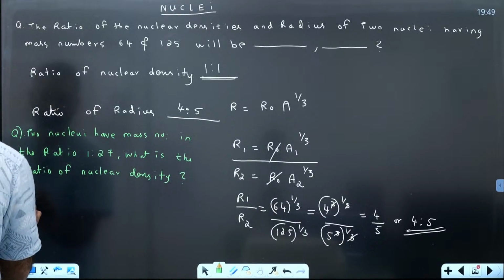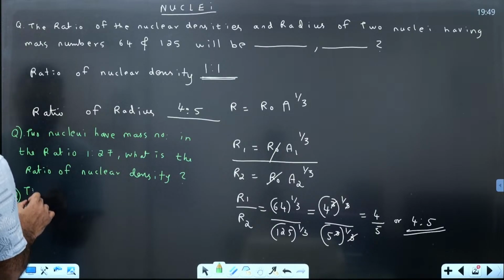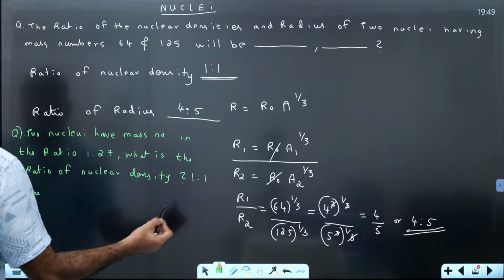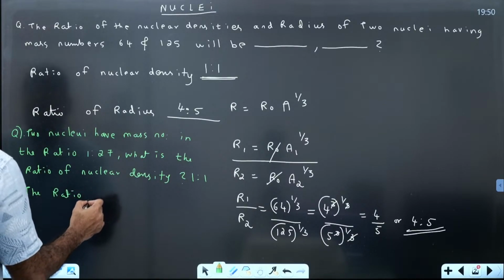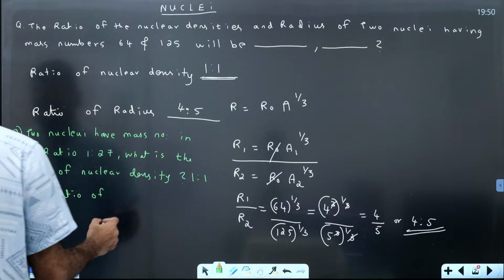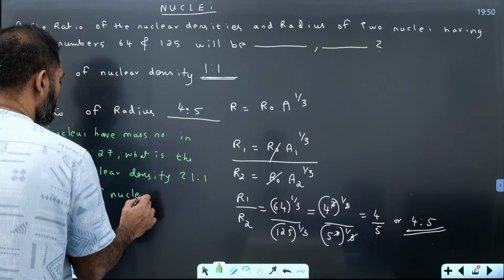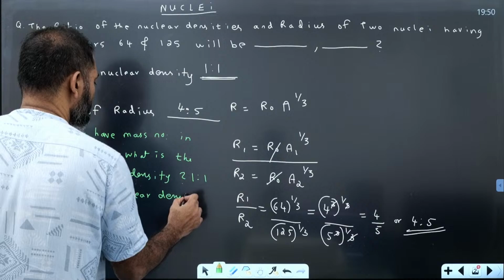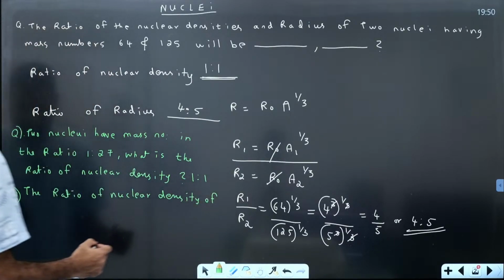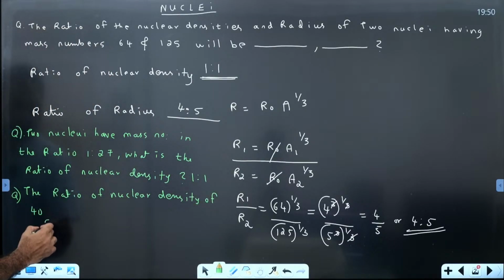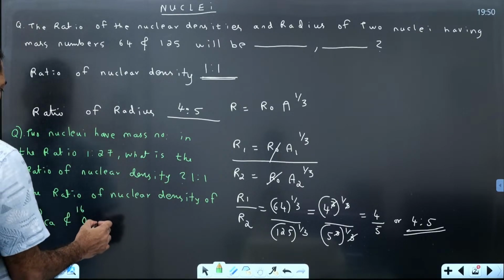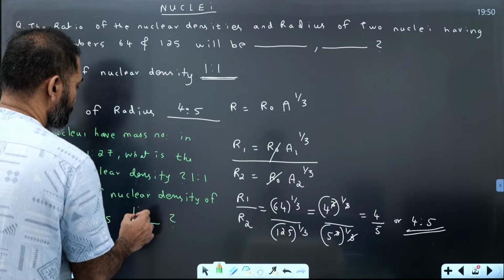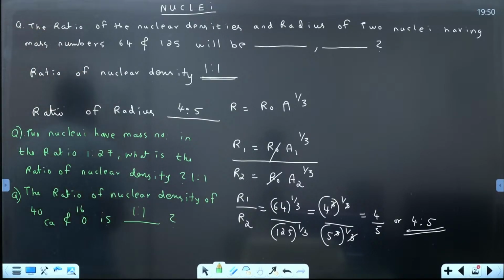Next, these all are previous NEET questions. Here the answer will be 1:1. Since it is nuclear density, it is a constant. Another question. The ratio of nuclear density of 40 Ca and O16 is dash. Again the answer is 1:1. Again nuclear density is independent of mass number and atomic number.